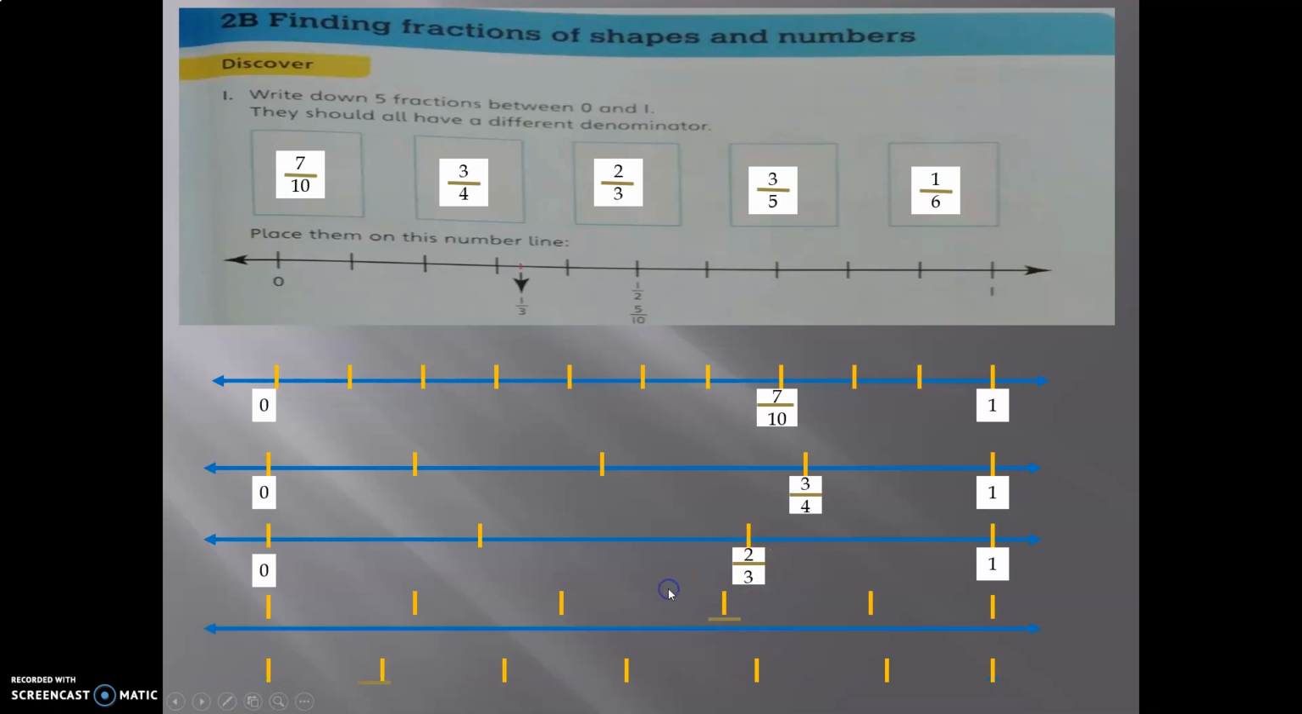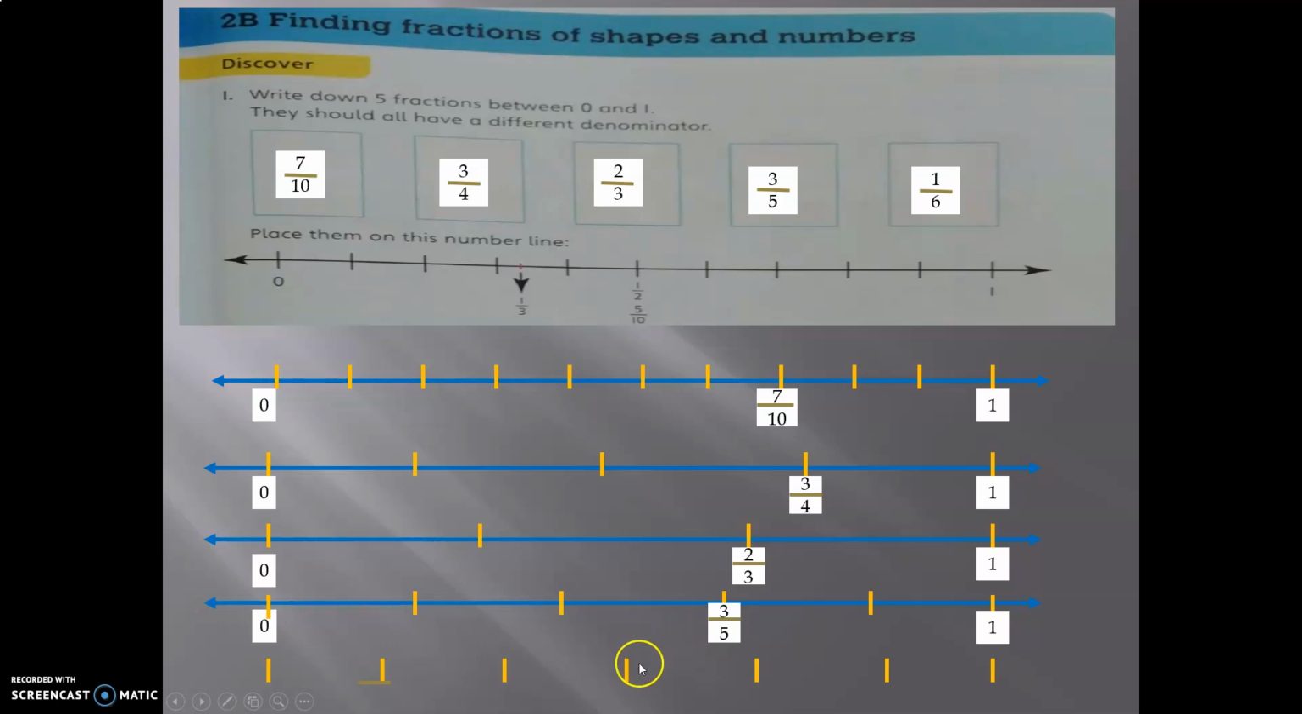Let's go to the next fraction. 3 out of 5. So my number line, that's between 0 and 1, I need to cut it into how many equal parts? Yes, 5 equal parts. And you need to move how many steps? In these 5 equal parts, you need to move only 3 steps. 1 out of 5, 2 out of 5, 3 out of 5.